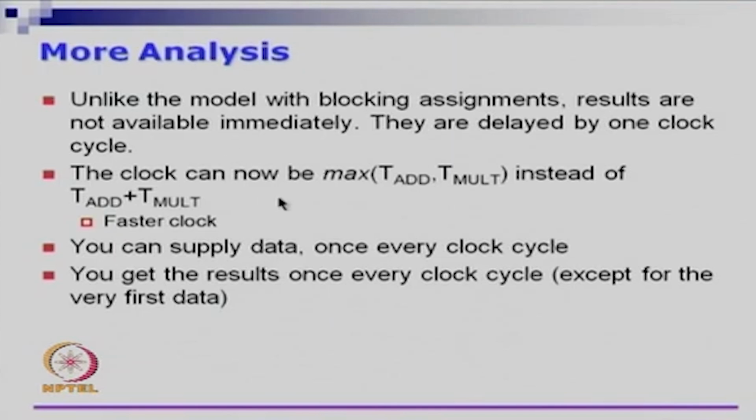The clock period can now be the maximum of T add, T mult instead of T add plus T mult. As long as both are positive, the maximum of T add, T mult is guaranteed to be less than or equal to T add plus T mult. Essentially we have a clock that can run faster, we can supply data once every cycle, and you also get the results once every cycle except for the very first cycle. So, there is a latency of 2 cycles, and a throughput of one set of inputs being processed every cycle.